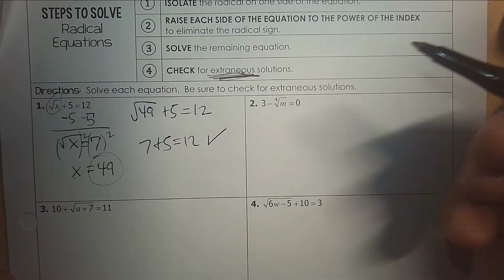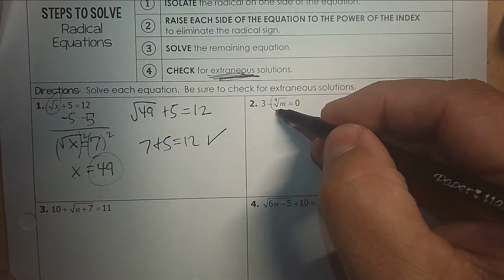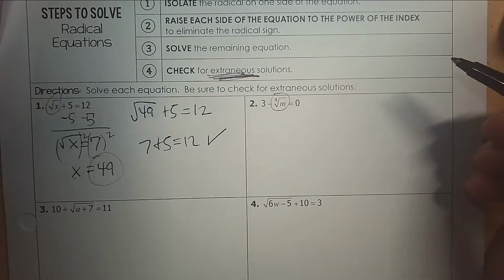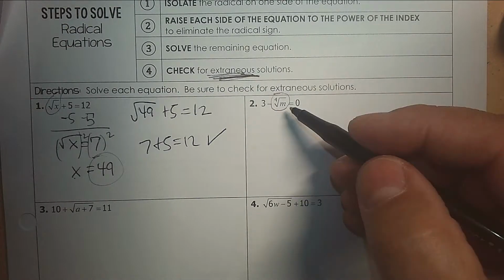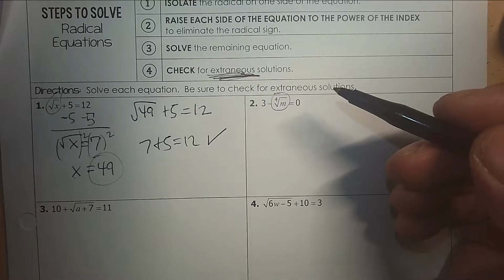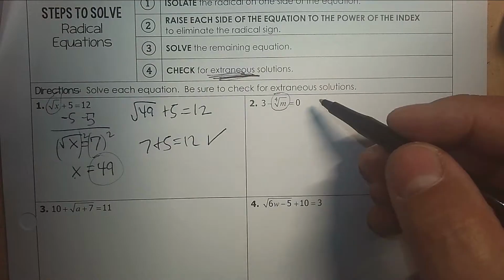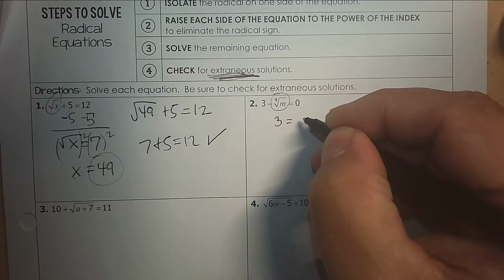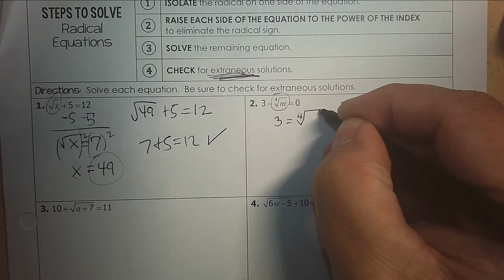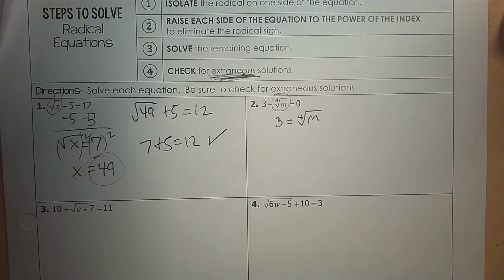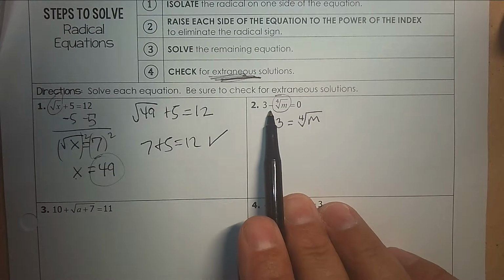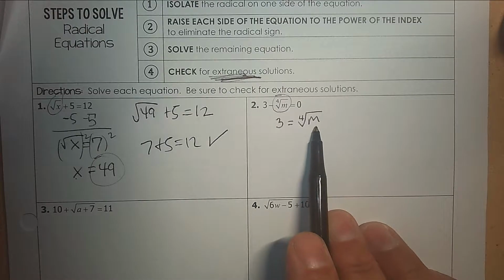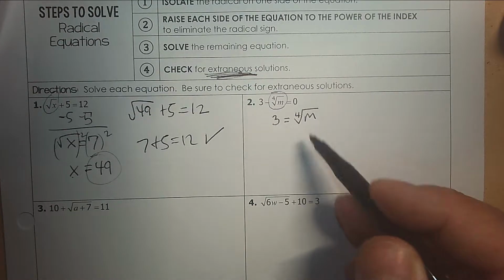Number 2. Do you see the radical part? I want to isolate it. So what can I do to get the radical part by itself? So you could do this in 2 steps or 1 step. So I'd rather do it in 1 step. So you know what I'm going to do in 1 step? I'm going to add the fourth root of m to the right side. Do you see how it's subtracting? I added it to the right side, and now it's isolated.